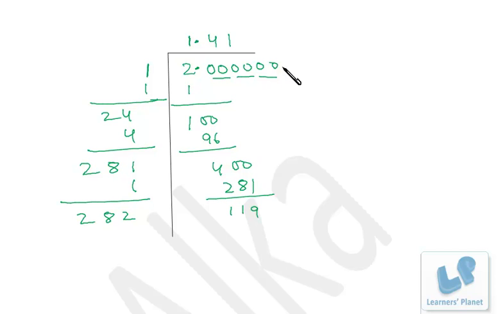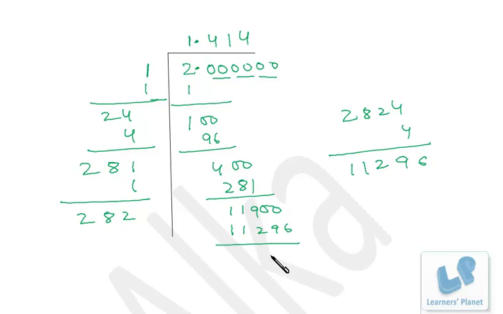Okay, after that we have to take 2 zeros. Now 2825 into 5 will cross this. We try with 2824 into 4. So 4 4s are 16. 4 2s are 8 and 1 is 9. 4 8s are 32. 4 2s are 8 and 3 is 11. So it's 11296. So it's 411296.